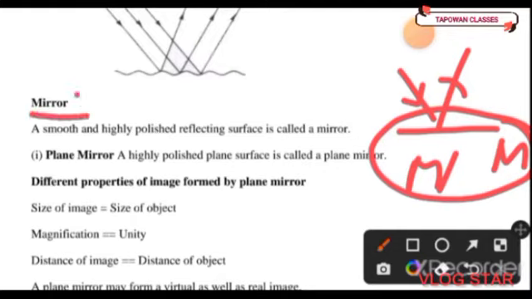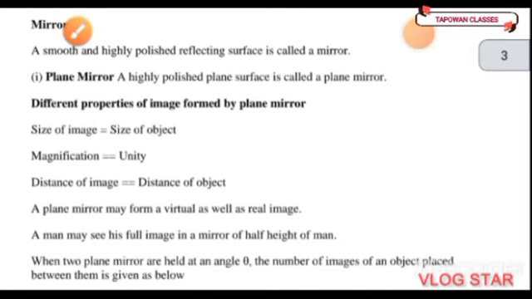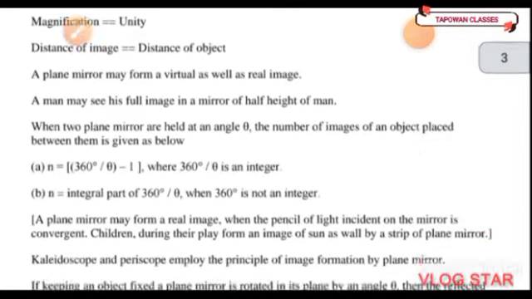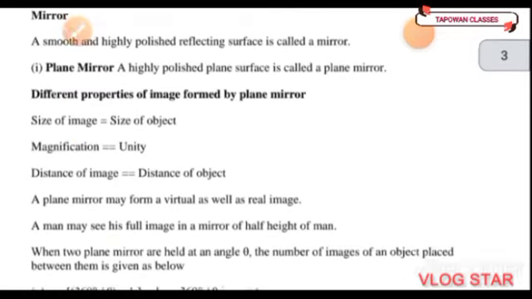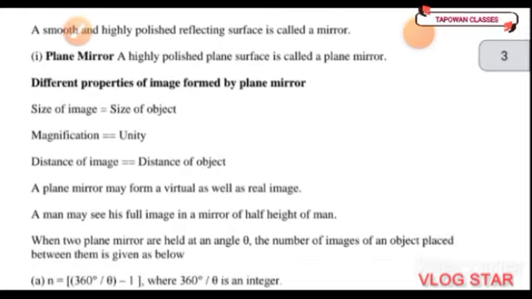Mirror: a smooth and highly polished reflecting surface is called a mirror. We have the question, what is a mirror? A smooth and highly polished reflecting surface is called a mirror. The types of mirror: we have the question, how many types of mirror? Mirrors are of two types, plane mirror and spherical mirror, just as lenses can be plane or spherical. A highly polished plane surface is called a plane mirror.